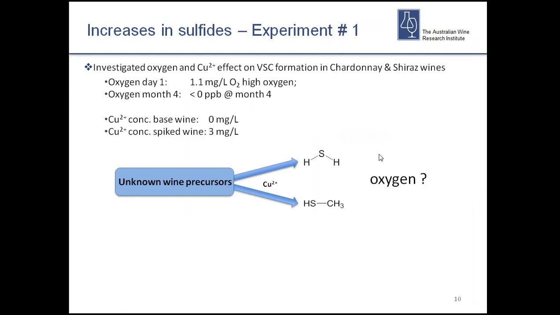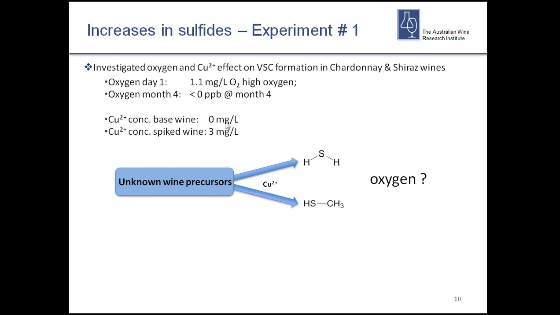So in this first experiment, we sourced wine that wasn't previously treated with copper, a Chardonnay and a Shiraz wine, and then we increased our copper concentration to quite a dramatic and quite a high concentration of 3 micrograms per liter. But we were specifically interested in the ability of copper to catalyze the formation of hydrogen sulfide and methane thiol, and what effect the oxygen concentrations in the wine would have on the copper effect.